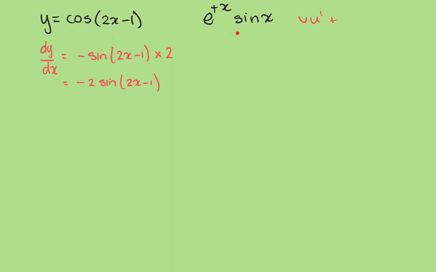Okay, over here we've got a product. We've got one function and another function. So the first times the derivative of the second, plus the second times the derivative of the first.